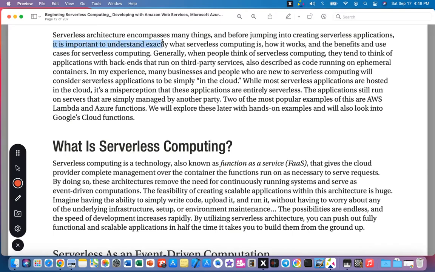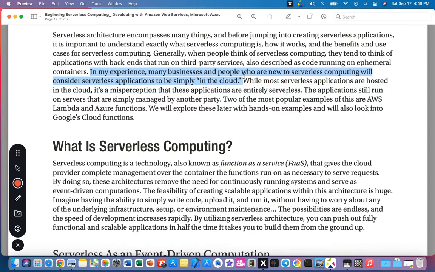It's important to understand exactly what serverless computing is, how it works, and the benefits and use cases of serverless computing. Sorry about that. Generally, when people think of serverless computing, they tend to think of applications with backends that run on third-party services, also described as code running on ephemeral containers. In the author's experience, many businesses and people who are new to serverless computing will consider serverless applications to be simply in the cloud.